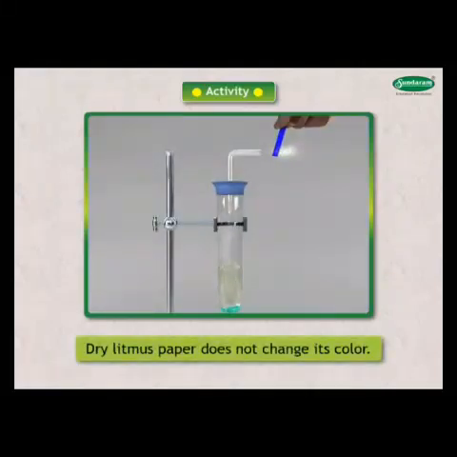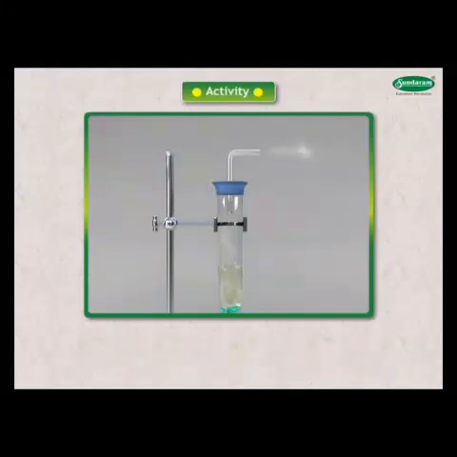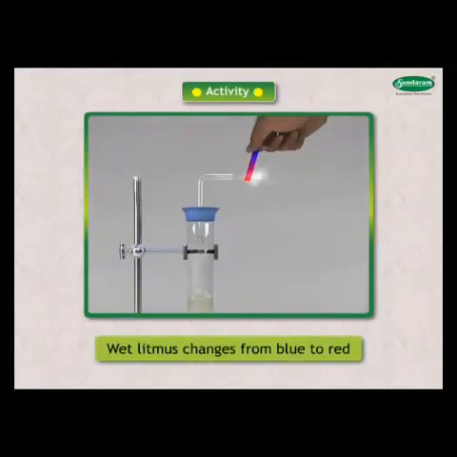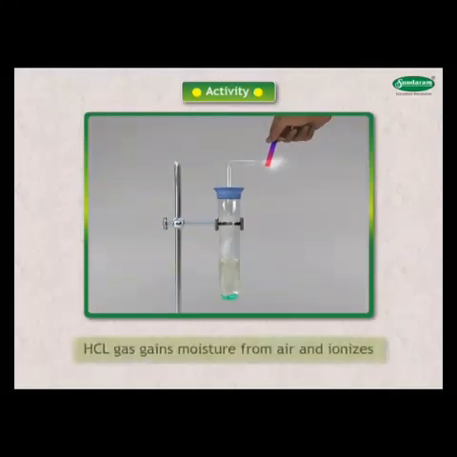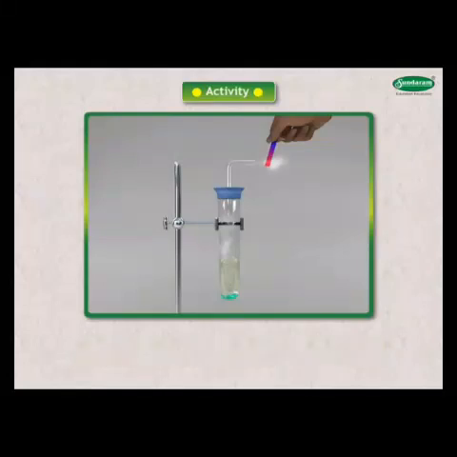Dry litmus paper does not change its color. Wet litmus changes from blue to red. In humid conditions, the HCl gas gains moisture from air and ionizes, so precaution should be taken to keep gas dry. Separation of HCl into H+ and Cl- ions will be possible in presence of water. The process is termed as ionization.